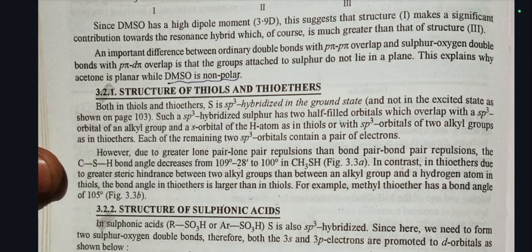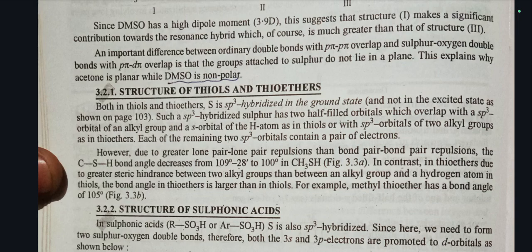Structures of thiols and thioethers. Both in thiols and thioethers, S is sp3 hybridized in the ground state. Such sp3 hybridized sulfur has two half-filled orbitals which overlap with the s orbital of the H atom as in thiols, or with sp3 orbitals of two alkyl groups as in thioethers. Each of the remaining two sp3 orbitals contains a pair of electrons.